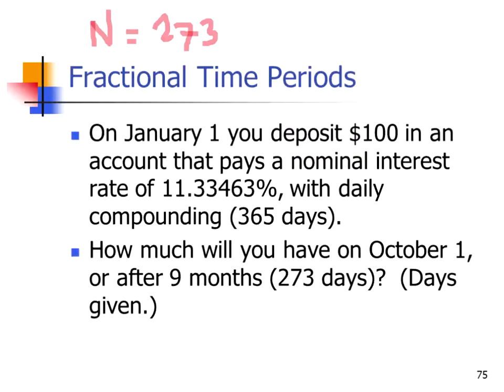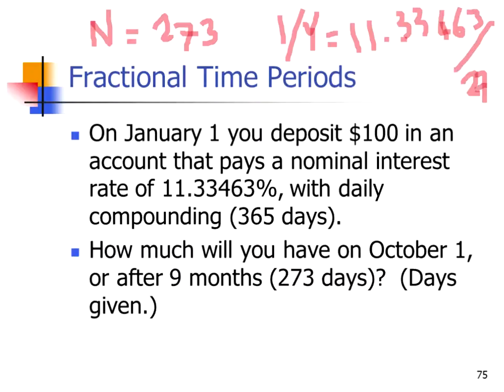In this case, what is N? 273, that's given to you. That's very good. What's going to be IY, or the interest per period? 11.33463 divided by 273. If you don't divide that by 273, that means you're paying 11.33% every single day.